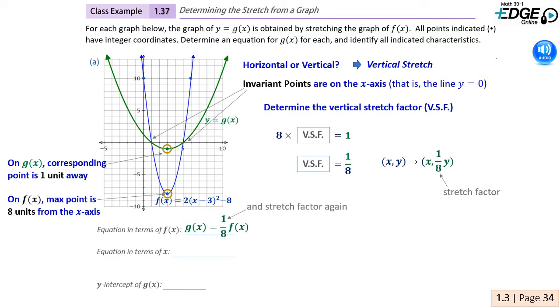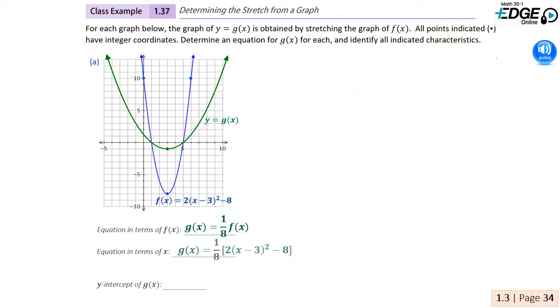We know that our mapping rule will show that value as a coefficient of y. We also know that our equation in terms of f of x will show that 1/8 as the a value in front of f of x. However, when we go to write the equation in terms of x, it will be important that we put the 1/8 in front of the bracketed original expression. This is to say that the 2 times (x minus 3) squared minus 8 will all be affected by the 1/8. If we look just inside those rectangular brackets, there are 2 terms.